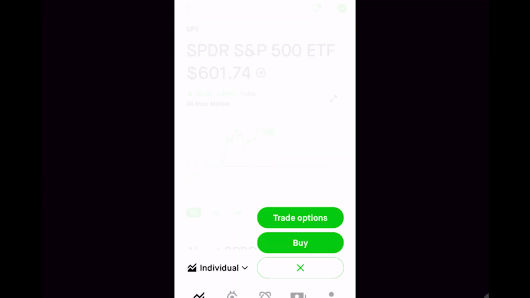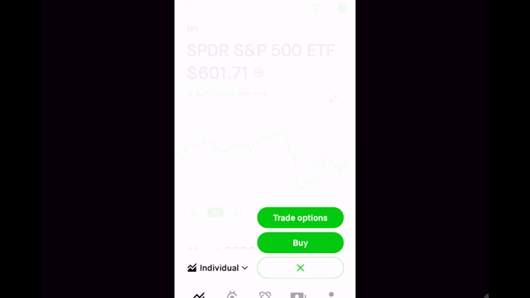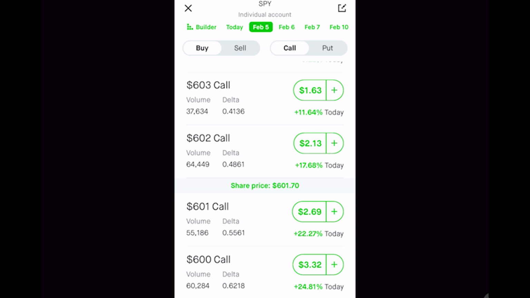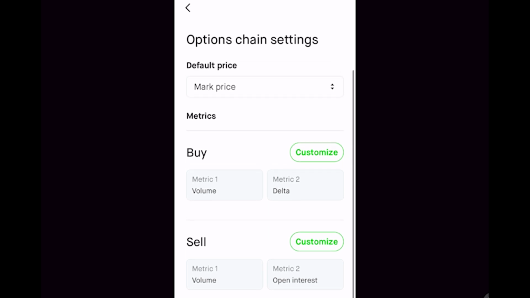Okay, so first things first, I want to teach you guys how I set up my option chain. You can customize it on Robinhood. If you open up your option chain for any stock or ETF, you'll see an edit icon at the top right corner. You want to click on that edit icon, and basically that's going to allow us to change the metrics. So for the buy metric, we're going to have volume and delta. For the sell metric, we're going to have volume and open interest.